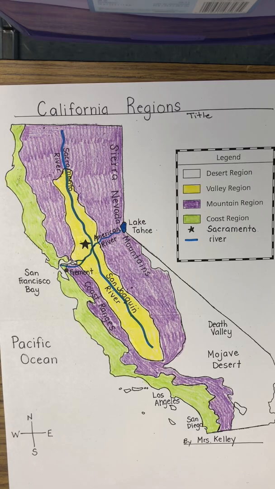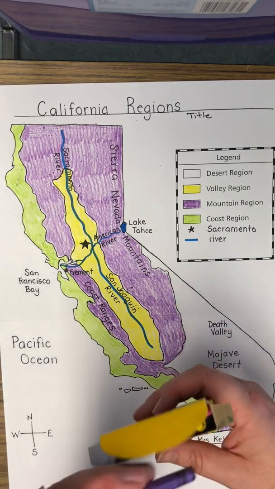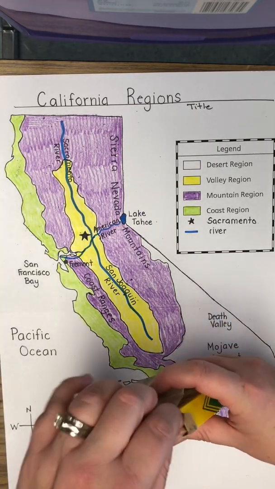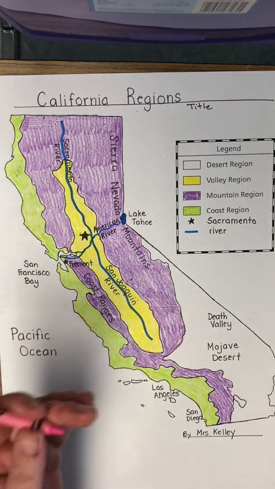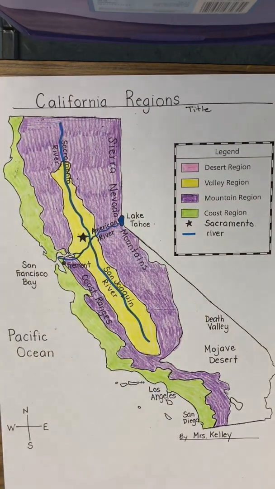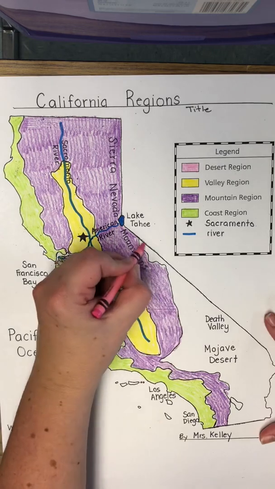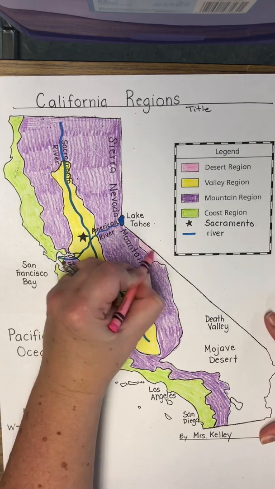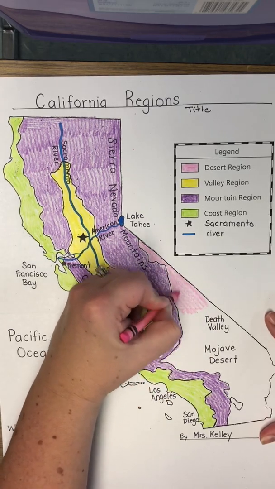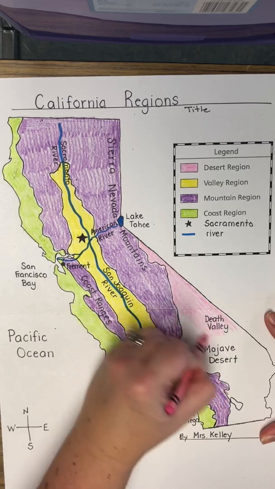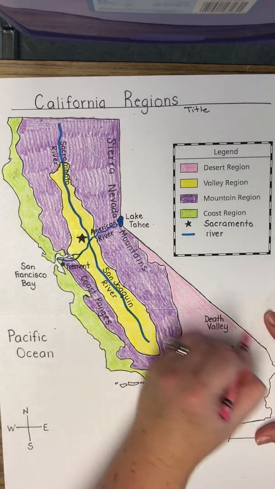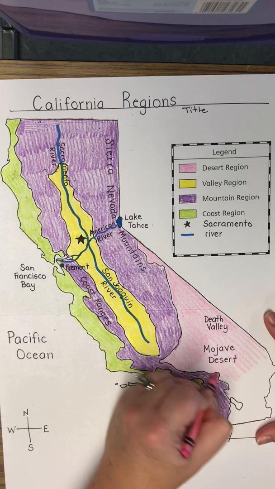And the last thing that I'm going to color in is the desert region. So I'll put my purple away, and I'm gonna pick a pink to color the desert region. So I picked a pink. I'll go ahead and color that in the legend. So anything pink signifies that it's part of the desert. And I'll start up here by these mountains, this little strip. Start to color Death Valley. Right on over to the Mojave Desert.